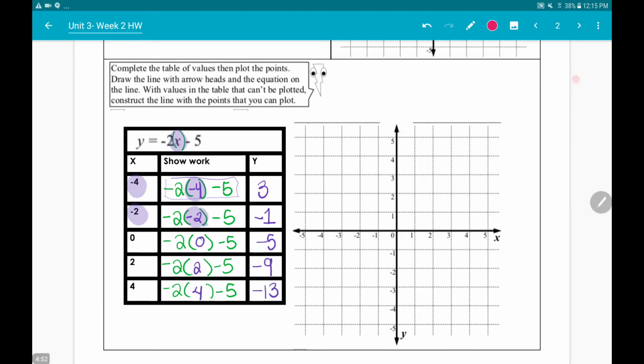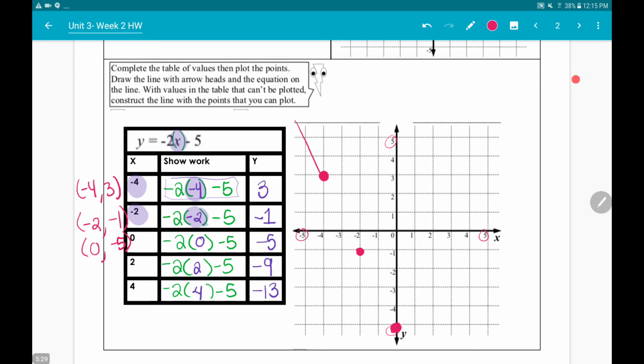All right, now if we look at our graph, it only goes up to +5 and -5. So I'm not going to be able to fit all these points. So I'm only going to fit what actually fits in my graph. So this first coordinate, -4, 3, that fits. So I'm going to plot that one. That goes here. The next one, -2, -1, that also fits. So I'm going to plot that here. And then the last one that fits is 0, -5. And that goes here. Okay, so those are the only 3 points I can put on my graph.